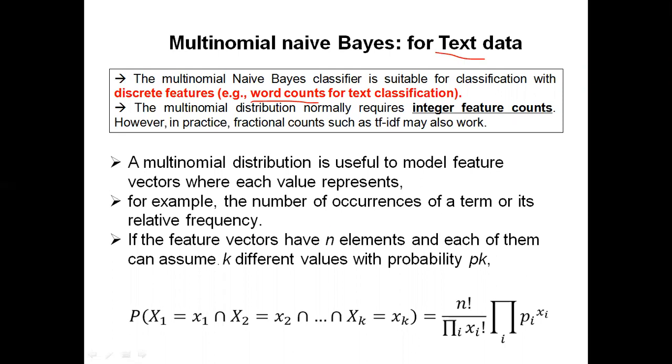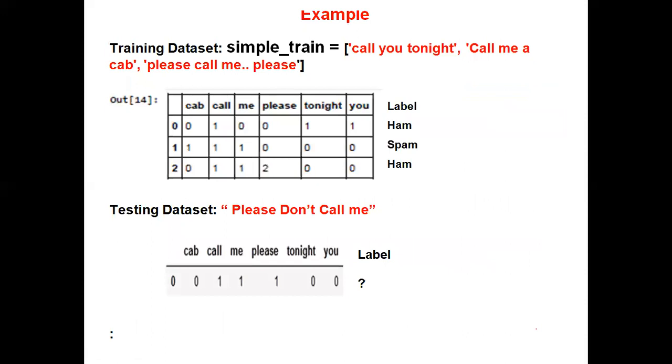Here is the formula for the multinomial Naive Bayes classifier, like the previous types of Naive Bayes classifier. We calculate the probability of the attribute for the given class label. The formula is: n factorial upon the product of all the xi factorial, into the product of all the probabilities, as we discussed in the previous classifier. So we'll see one example.